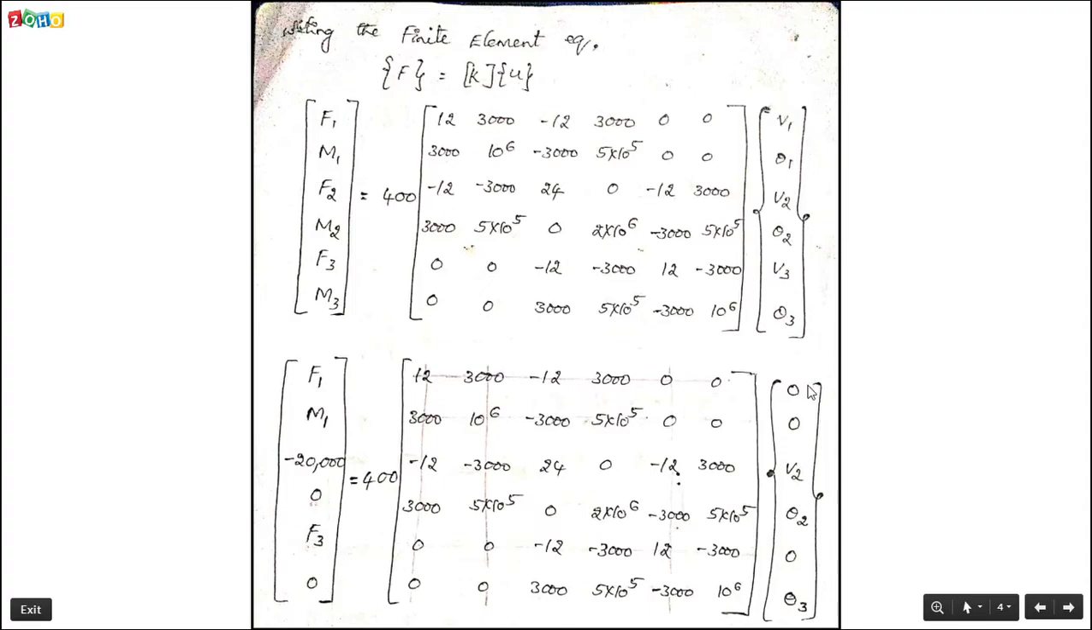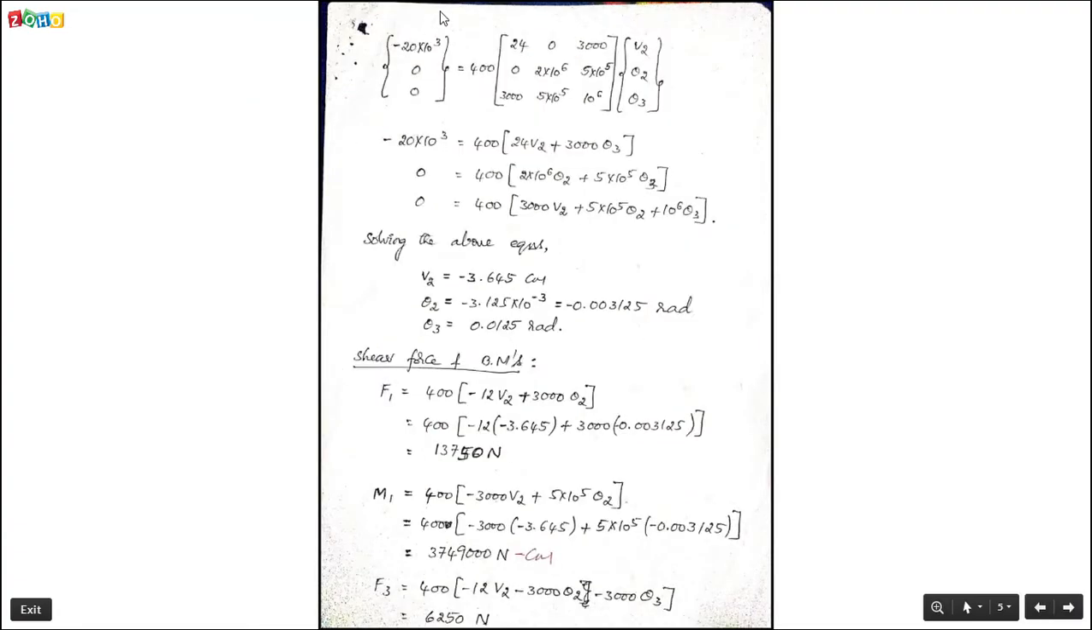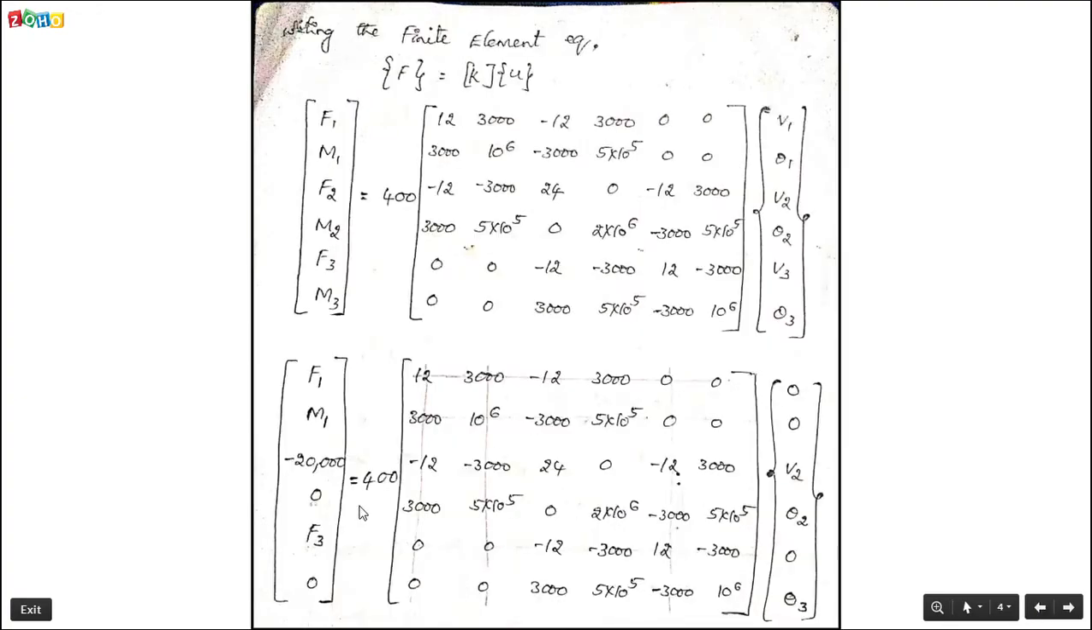Now you have to observe what I'm telling. Where the value is 0, the first 0 means the first row and first column will be cancelled, the second 0 means the second row and second column will be cancelled, and the fifth 0 means the fifth row and fifth column will be cancelled. So what we have is minus 20 into 10 cube, 0 and 0, and the remaining portion, so we write minus 20 into 10 cube, 0, 0 equal to 400. So these are cancelled now.